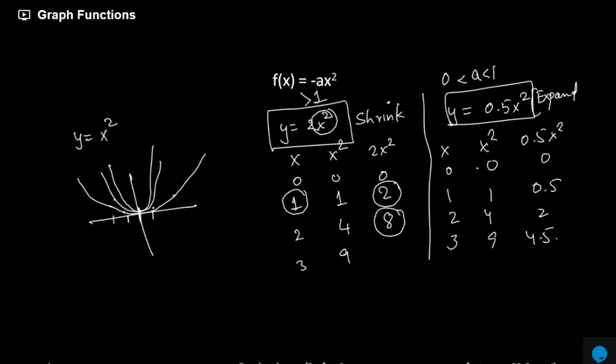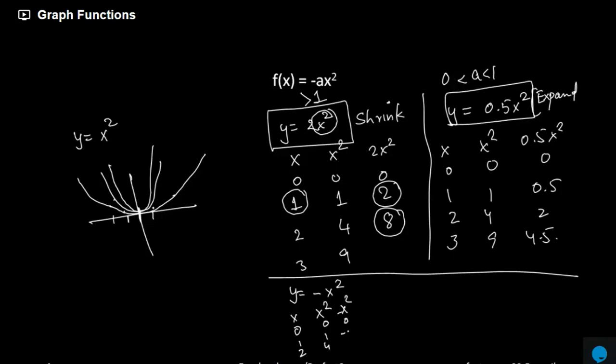Similarly, if I say y is equal to negative x squared, then for the same value of x, negative x squared is going to turn out to be a negative number. If the graph looks like this, the graph is going to flip back like this. So over here, the graph will flip.